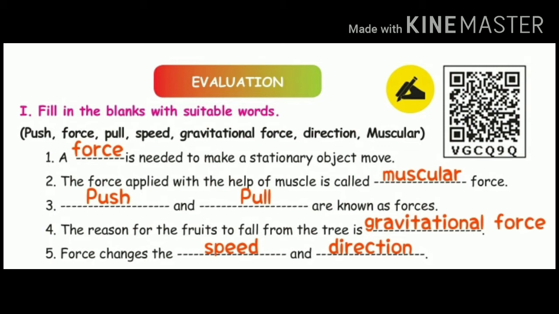Next one, dash and dash are known as forces. The right answer is pull and push are known as forces. Fourth one, the reason for the fruits to fall from the tree is dash. The right answer is gravitational force.